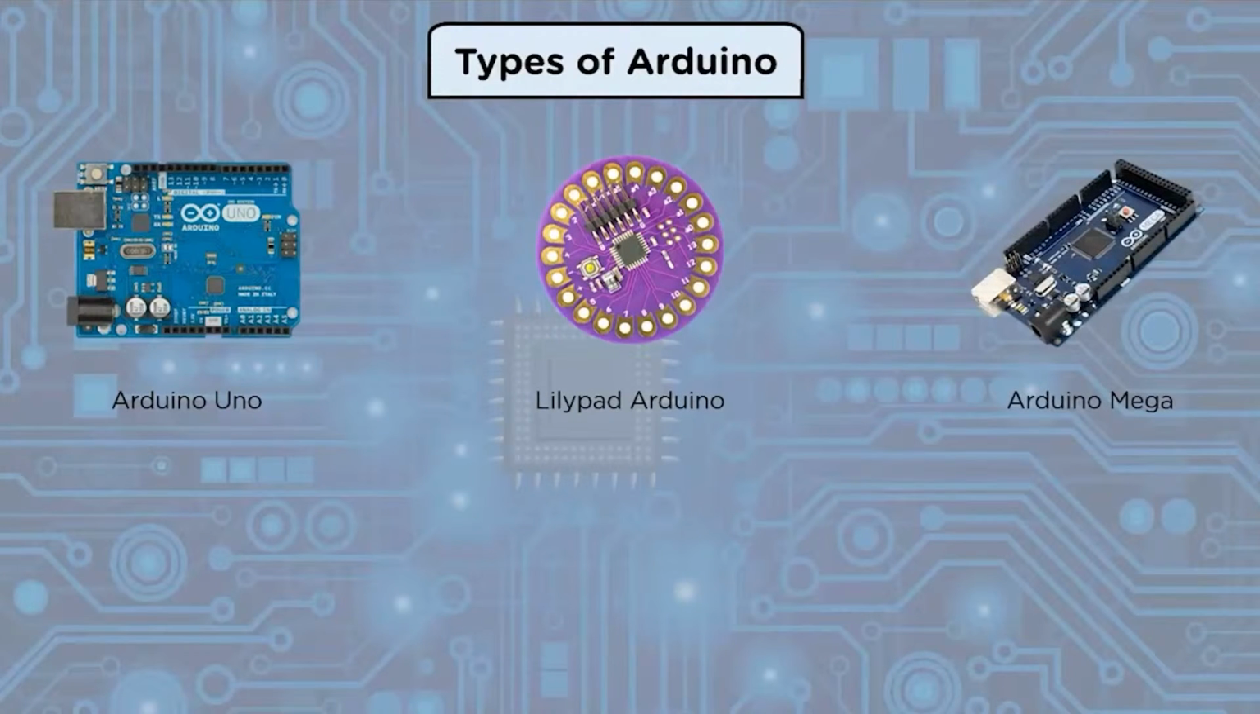Arduino Mega. The Arduino Mega is the larger brother of Arduino Uno. It contains many digital input-output pins, that is 54, and 16 analog inputs, a USB connection, a power jack, and a reset button. It comes with everything you will need to get started with the microcontroller. Plug it into a computer with a USB cable or power it with an AC to DC adapter or a battery.